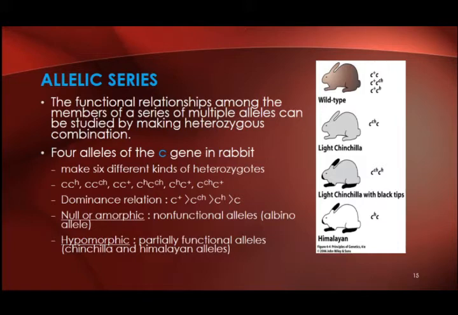So the null or amorphic alleles are the non-functional alleles, which is the albino allele. Hypomorphic alleles are the partially functional alleles, meaning that they are not working as intended 100%. So it is the Himalayan allele and also the chinchilla allele.